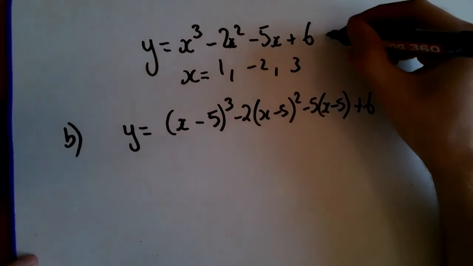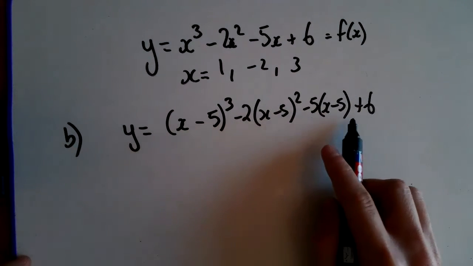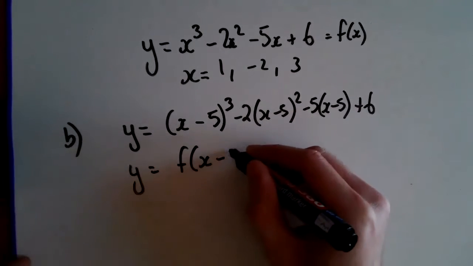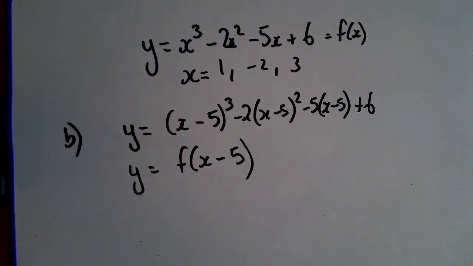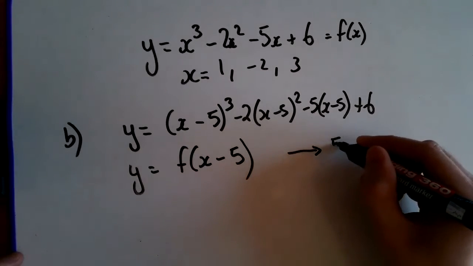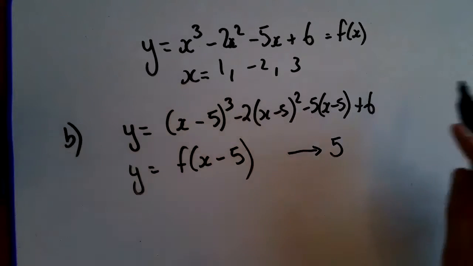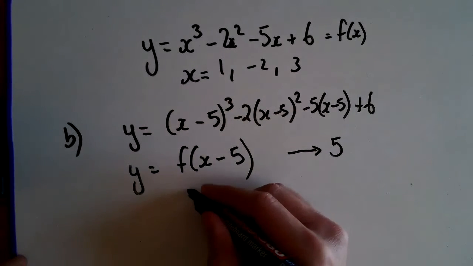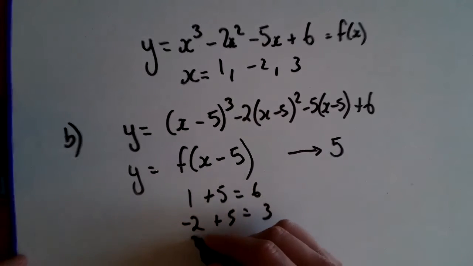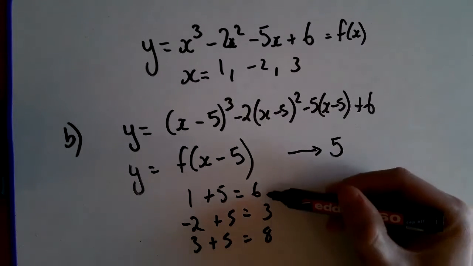So if we call the original one f of x, hopefully you're going to agree that this thing here is y equals f of x minus 5. Not too tricky. And so that means it's been translated to the right by 5. So all these roots go to the right by 5. So I get 1 add 5, which is 6, minus 2 add 5, which is 3, and 3 add 5, which is 8. So there's my new roots, 6, 3, and 8.